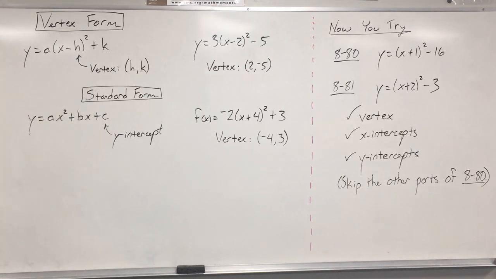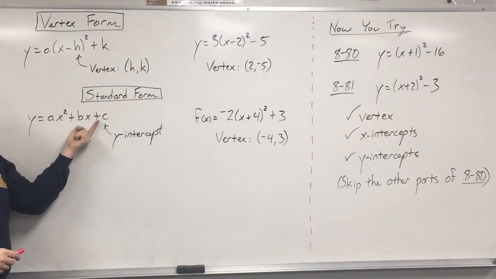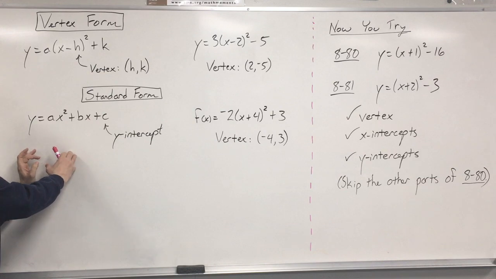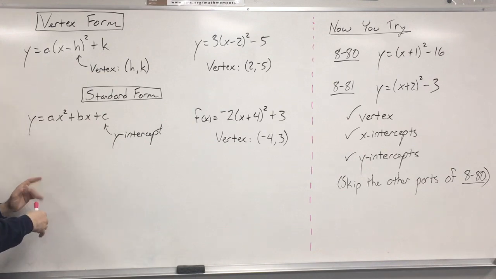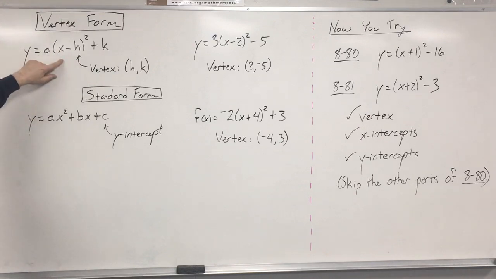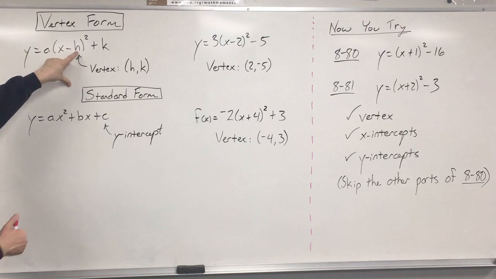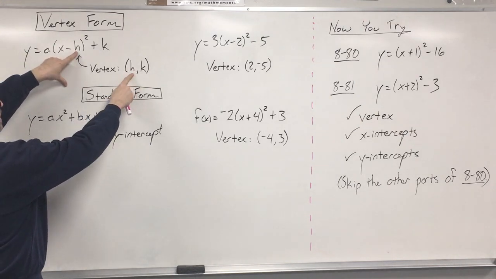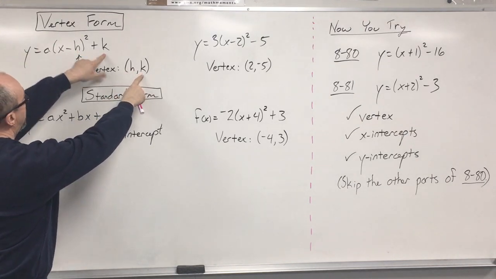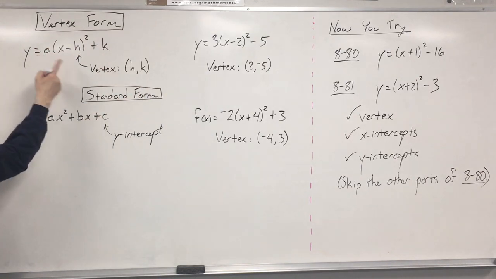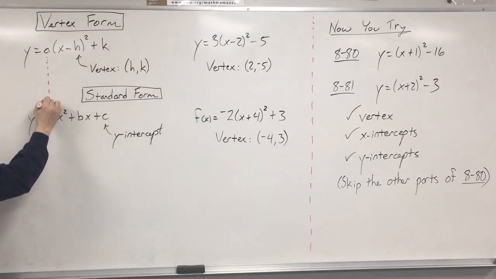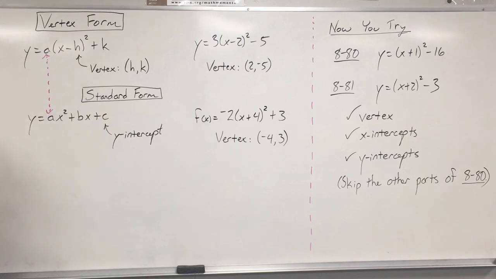Something I want to point out is that back with the standard form, remember how we put in zeros for x, and then that became where it crossed the y-axis? And then we did the box thing, and we figured out where it crossed the x-axis, if we could. Well, now we've got the vertex form. Notice, it has x minus h, so my vertex is at h, and then k.